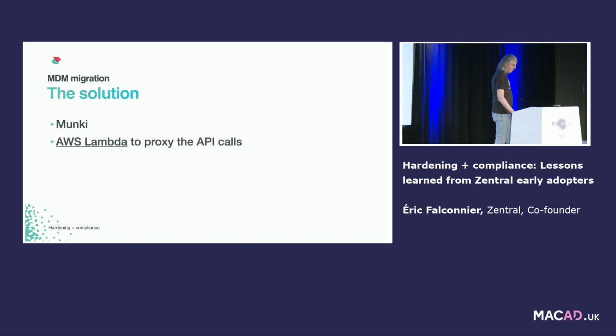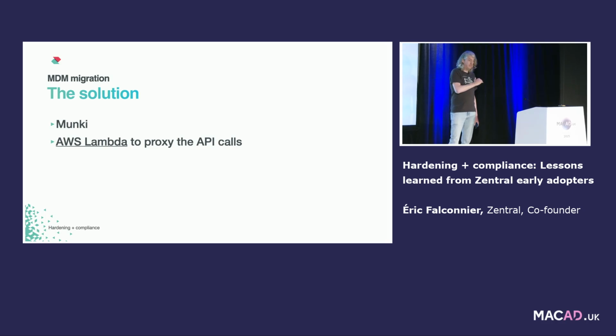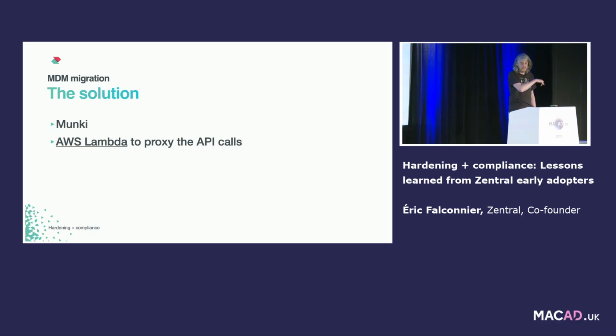We deployed an AWS Lambda function to proxy the API calls. Remember, the migration was triggered from the devices, so you cannot simply do it from the server side and enroll the device. The first signal has to come from the users, and you don't want the API keys everywhere, so you want a bit of control. So it's a standard solution to have a cloud function to proxy the calls to the legacy MDM and to the new one, to Zentral.